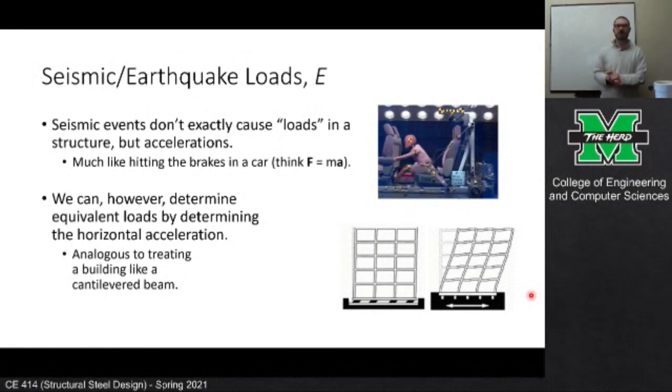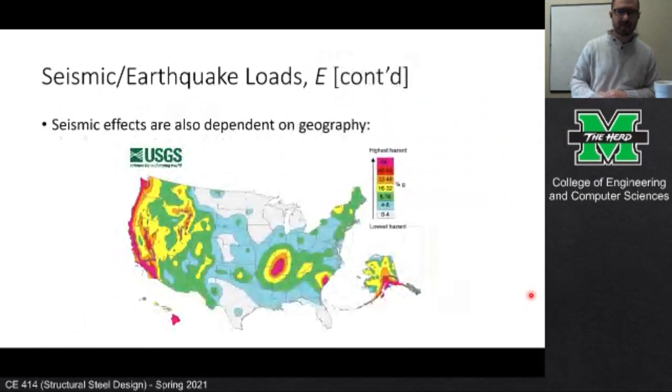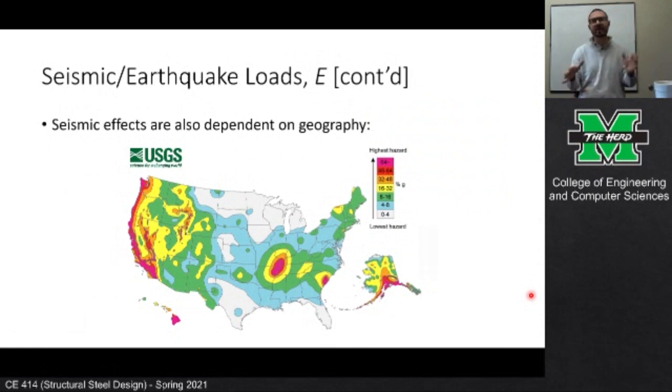Seismic events don't really cause loads on a building, but they cause acceleration. The ground is moving, the building is heavy, the building is being accelerated, so it's experiencing force equals mass times acceleration. We use that to develop equivalent loads that we would put into a RISA model for design. Earthquake loads are a function of where we're at. We don't really have to worry about them so much here, but if we're in California or Alaska, or even Western Kentucky, the hazards that could be generated from an earthquake are pretty significant.